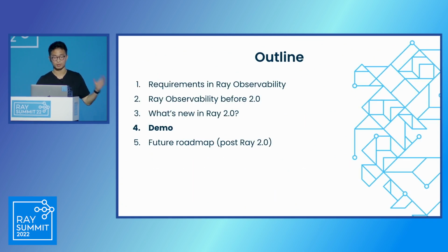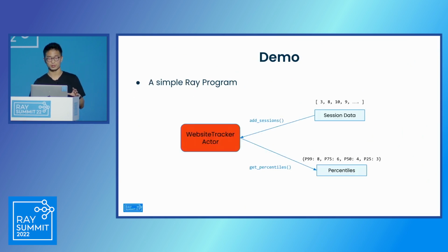All right, so all the screenshots you have seen are cool, but we want to give you a real sense of how this works. So we'll be doing a demo that stitches some of the tools together. And in the demo, we'll be using a simple Ray program called website tracker actor. It's just a toy actor which takes in a bunch of one-dimensional integer arrays. You could think of them as data points for web page viewing, right? And then the actor will spit out percentile information, just some dummy computation on it.